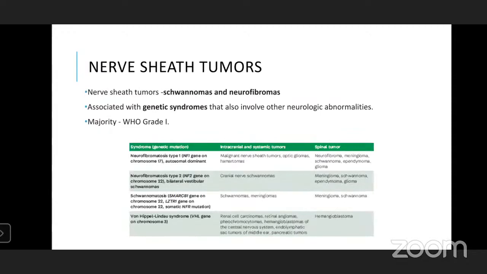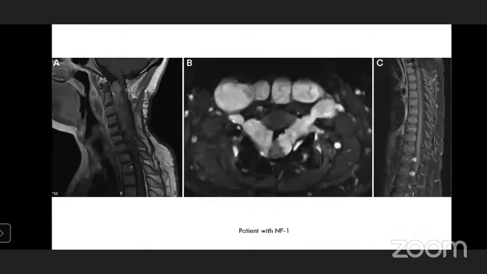And nerve sheath tumors, that is schwannomas and neurofibromas. These are usually associated with genetic syndromes like NF1, NF2, schwannomatosis, von Hippel-Lindau syndrome, as mentioned in the table. And the majority of these are benign WHO grade 1. So here we can see extradural contrast enhancement, mainly in the cervical region, and two lesions can be seen in the thoracic region as well.